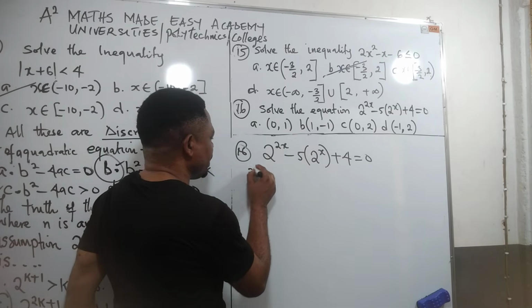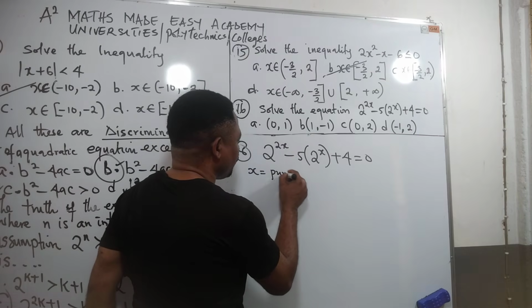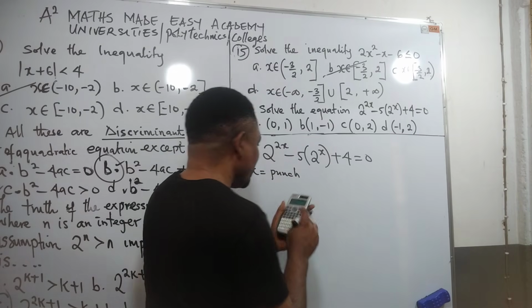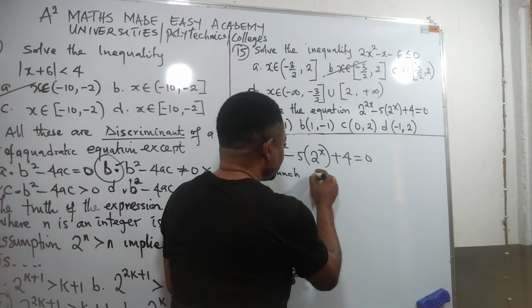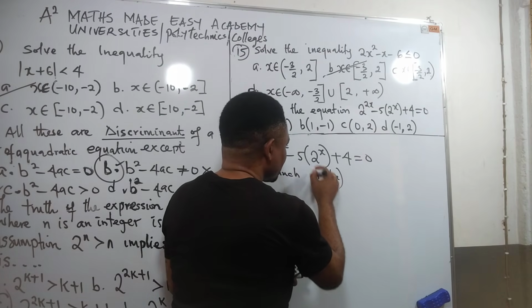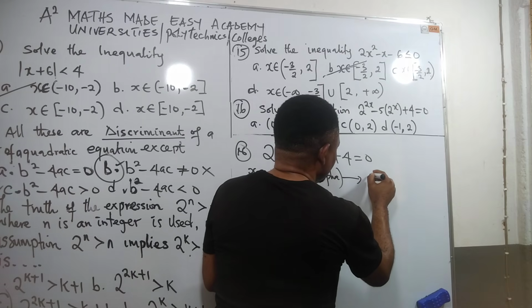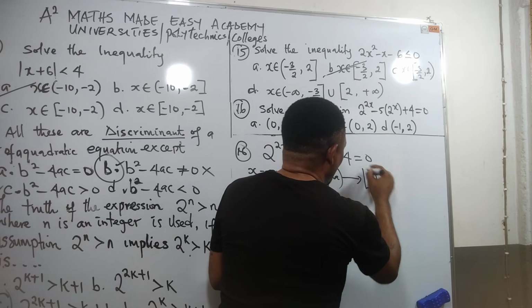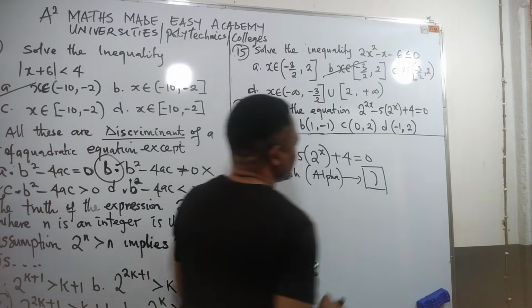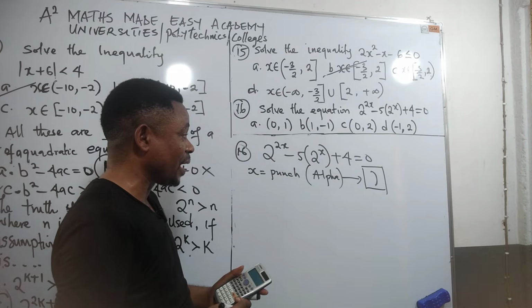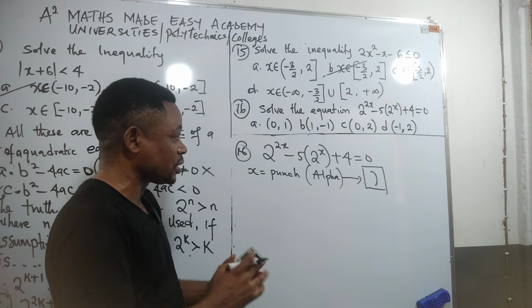Now, anytime you want to key in x, punch alpha and close bracket. Don't forget: alpha and close bracket. Punch alpha and close bracket, and x will appear.